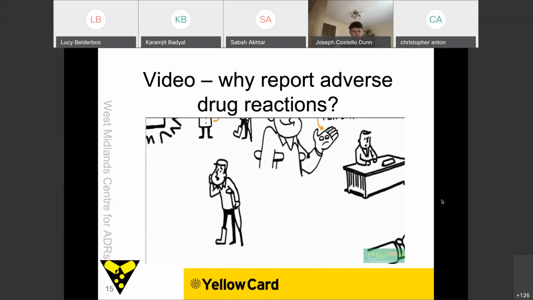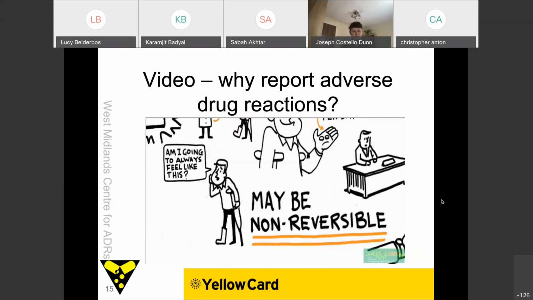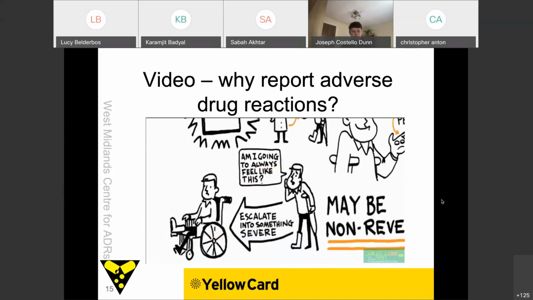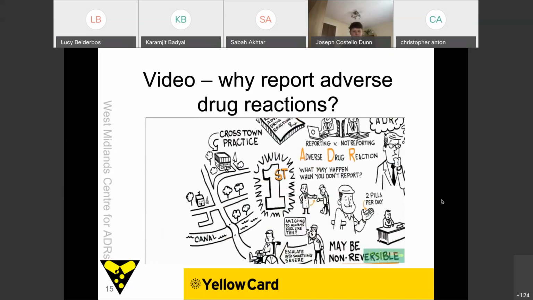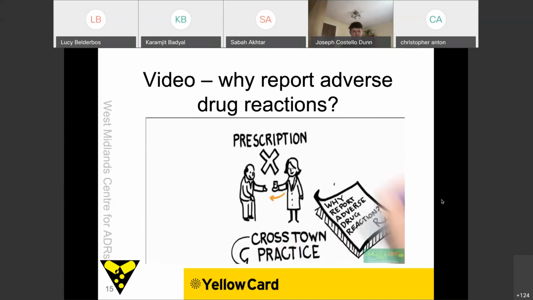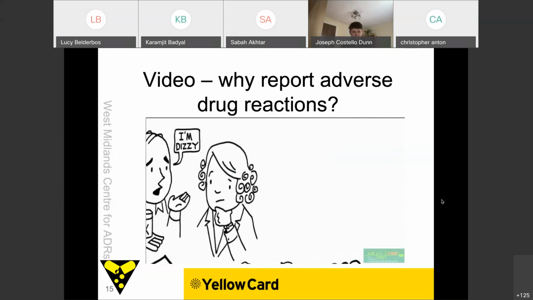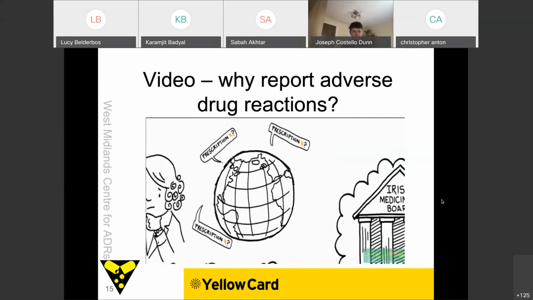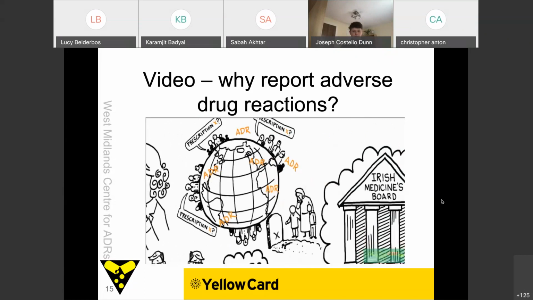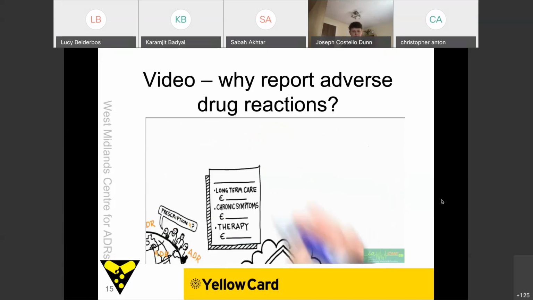The ADR may not be severe, but it may be non-reversible, or later escalate into something severe. In a practice across town, another doctor prescribes X, and a similar reaction occurs. A scenario may be replicated worldwide, and possible long-term ADRs may affect large numbers of people. There may even be fatal cases that could have been avoided, not to mention costs and quality of life issues.